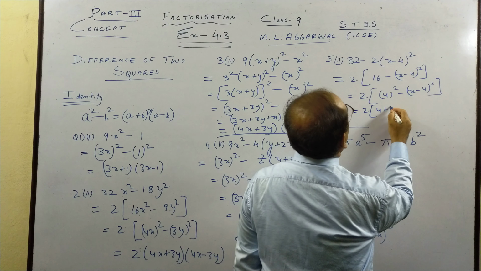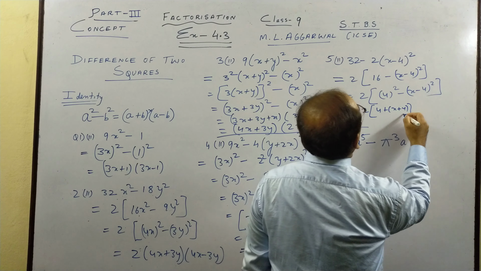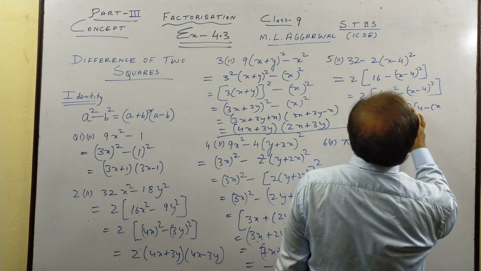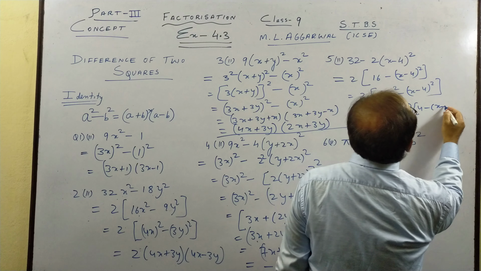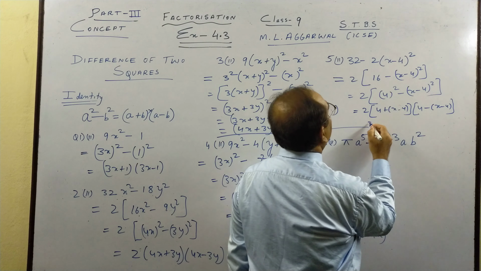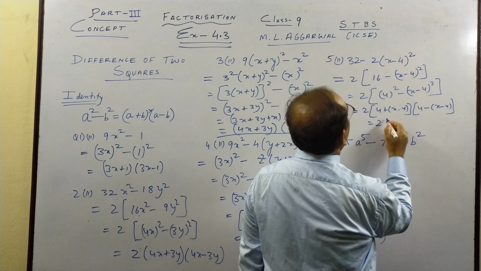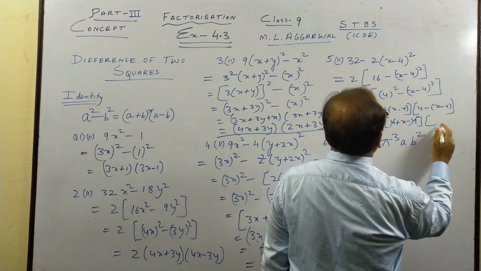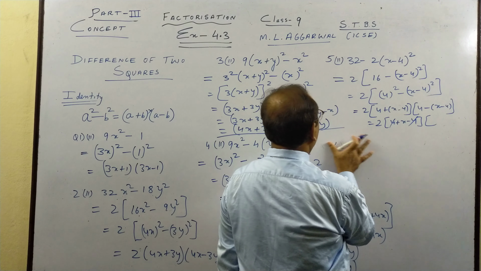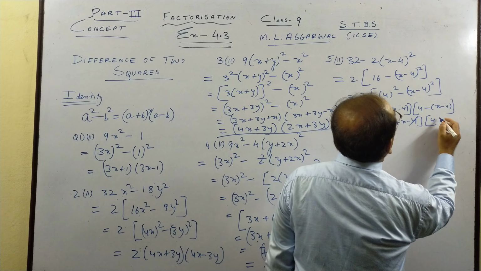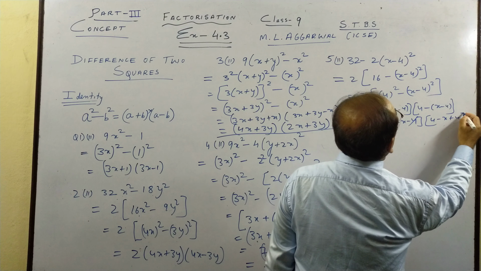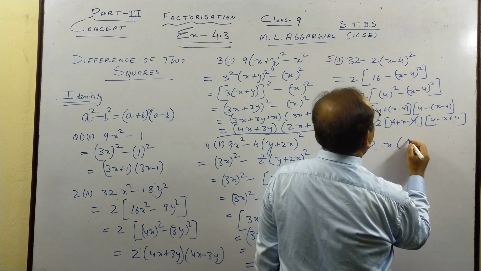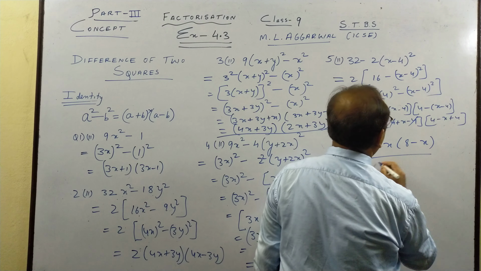See, (4 plus x minus 4), (4 minus x plus 4). So if you open the bracket, children, you will get 4 plus x minus 4. This will cancel, and we have 4 minus x plus 4. So finally we have 2x(8 minus x).